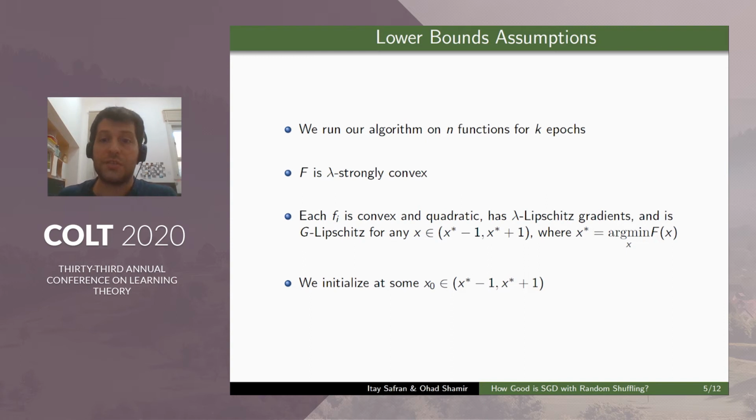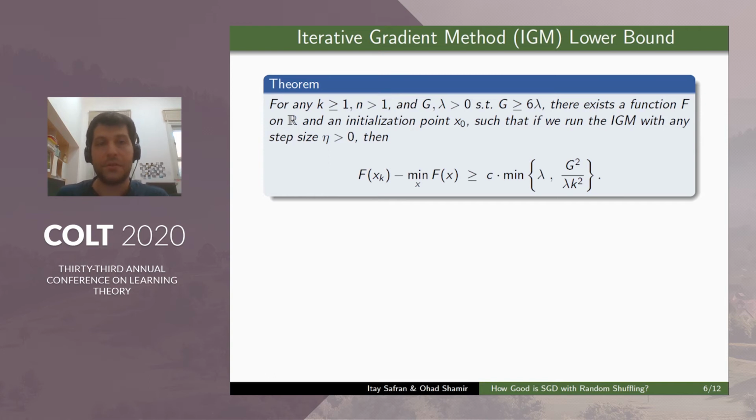We also assume that each such function has lambda Lipschitz gradients, and that it is G Lipschitz for any x in the neighborhood of the optimal point. We also assume that we initialize our algorithm in such a point which satisfies the previous assumptions. This is the result we have for the iterative gradient method, the lower bound we got for it, assuming that k is at least 1, that n is at least 2, and that G and lambda satisfy this mild inequality.